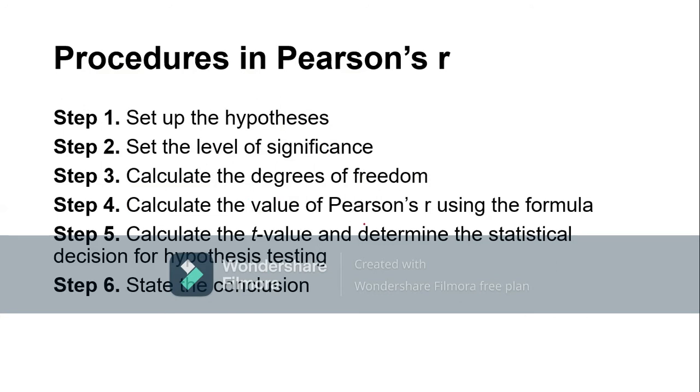Step 4, calculate the value of the Pearson's R using the formula given. We also have to calculate the t-value and determine the statistical decision for the hypothesis testing. And lastly, the conclusion, whether we are going to reject or accept the null hypothesis.